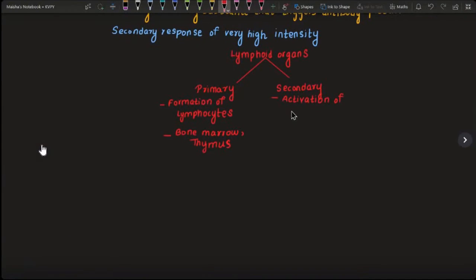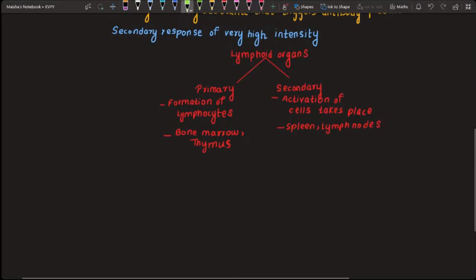And we have the secondary lymphoid organs. So in the secondary lymphoid organs, the activation of the cells takes place. Maturation. So this will include the spleen and the lymph nodes.